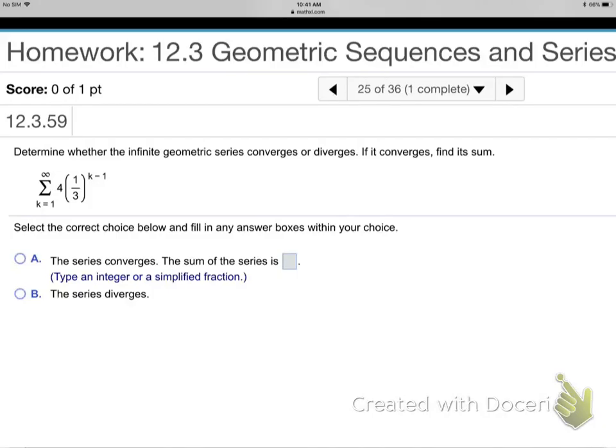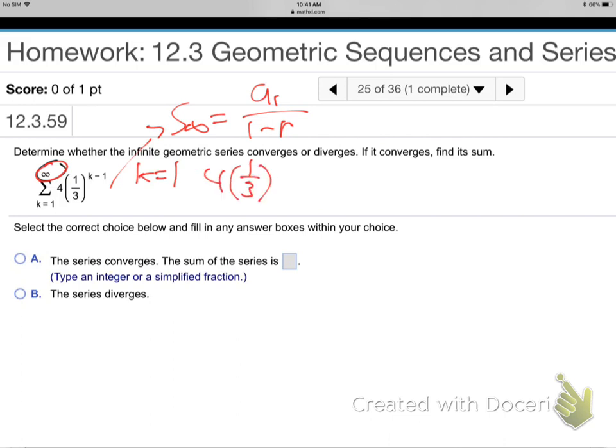Okay, how would we know this one's infinite? The infinity, huh? Okay. They want me to use, see the infinity up here? They want me to use the S sub infinity formula, which is A1 over 1 minus R. So you got to find R. How are we going to find R? Well, we got to find the first two terms. So N equals 1, or K, I guess they're using K this time. K equals 1. What's the first term?